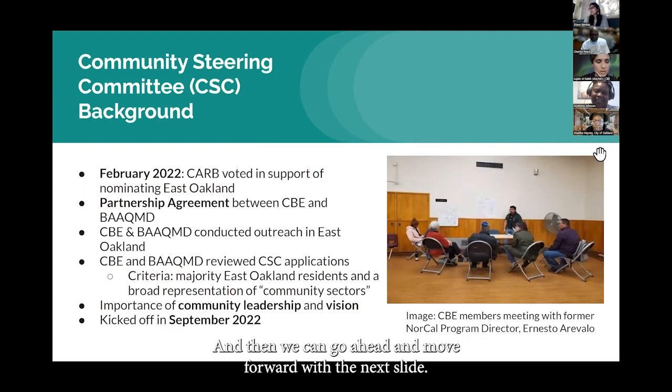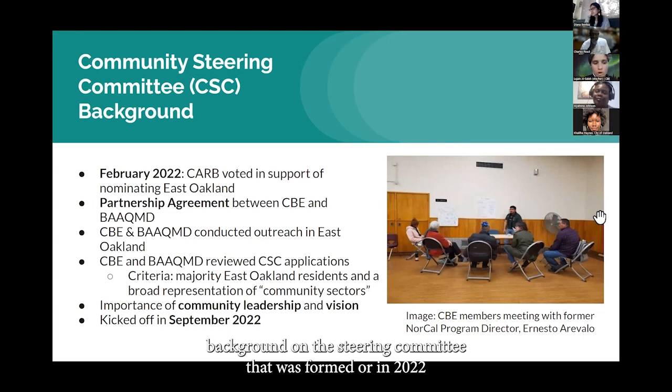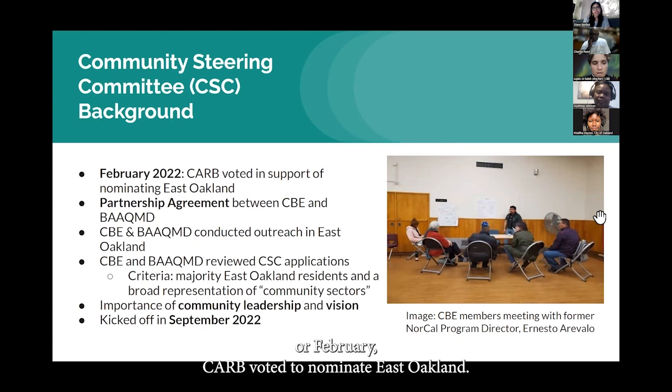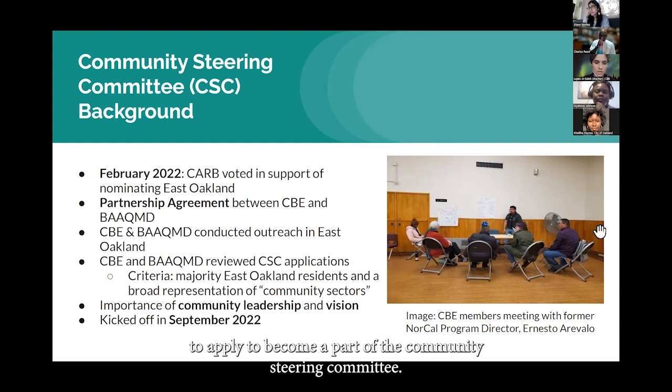And then we can go ahead and move forward with the next slide. So, just some more background on the steering committee. In February 2022, CARB voted to nominate East Oakland. Based on the work that CBE has done in East Oakland, we developed a partnership agreement with the Air District to decide to move forward with this process. From March to August, we started to conduct outreach in East Oakland and called for applications for members of East Oakland to apply to become a part of the community steering committee.